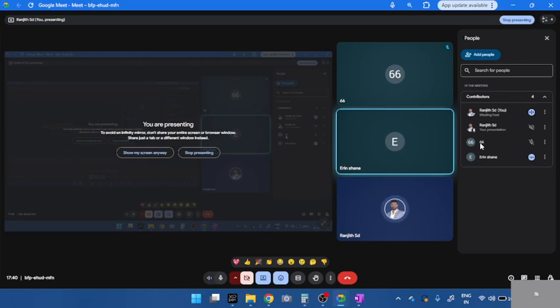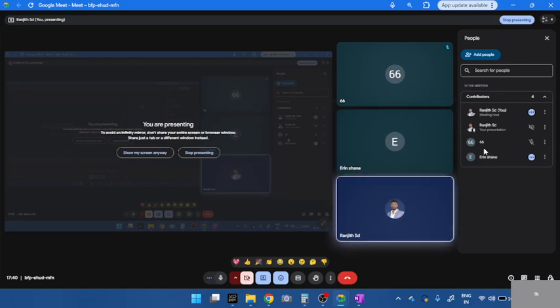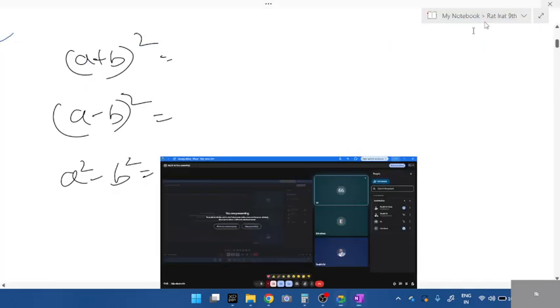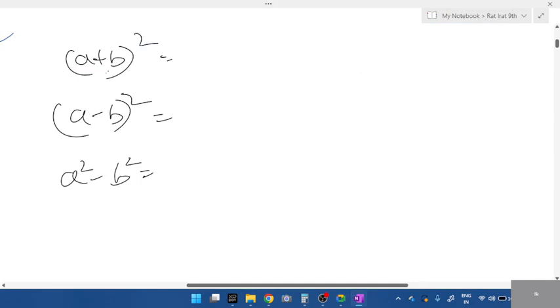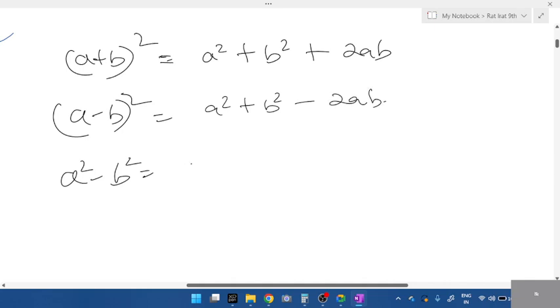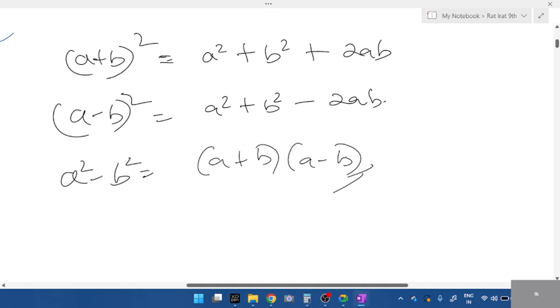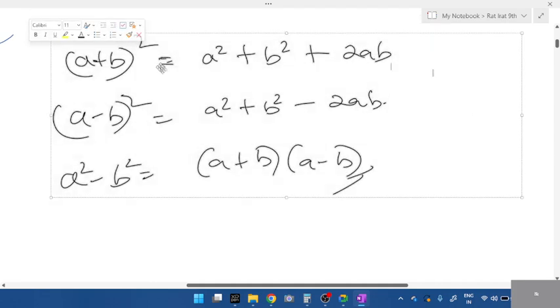Both of you will respond. Joven online. What's the formula, students? A square plus, here, and here a square minus b square is what? A plus b into a minus b. Shall we start solving questions?